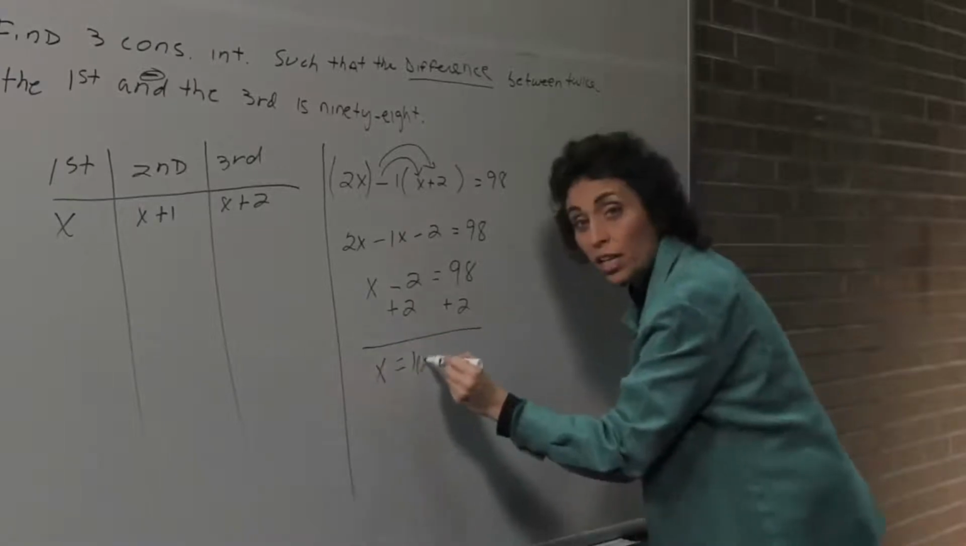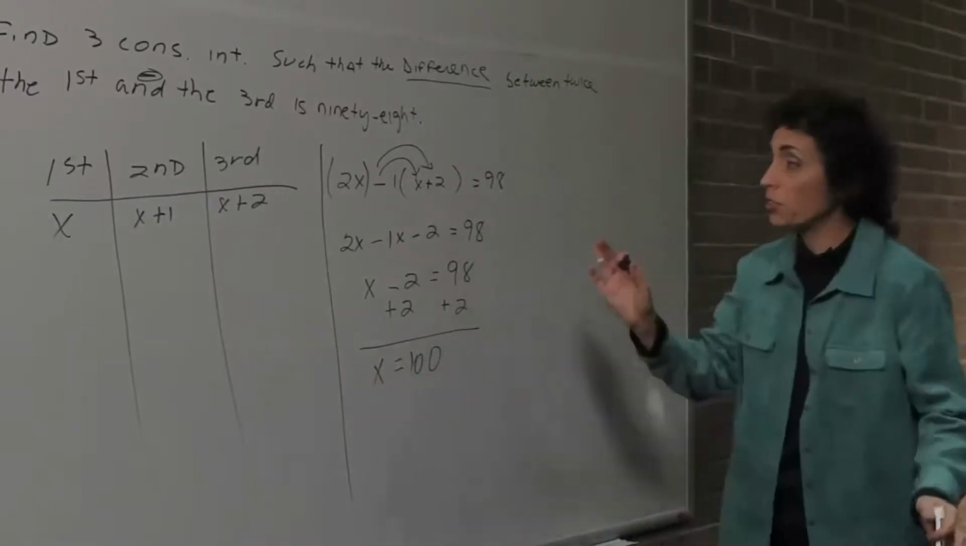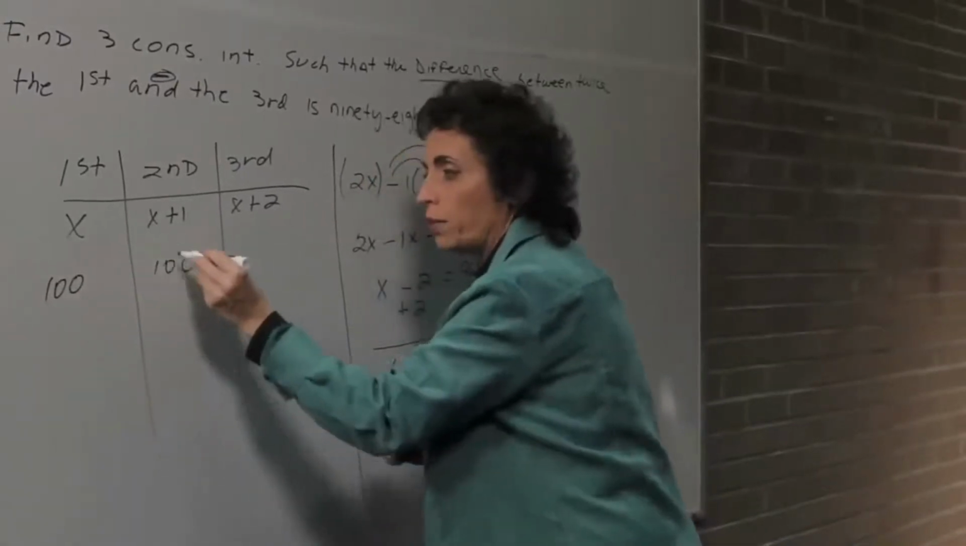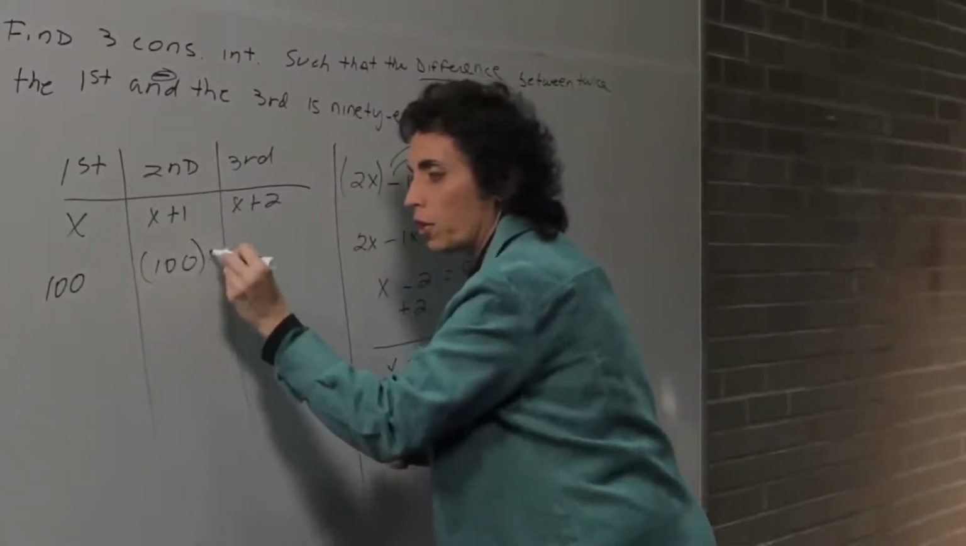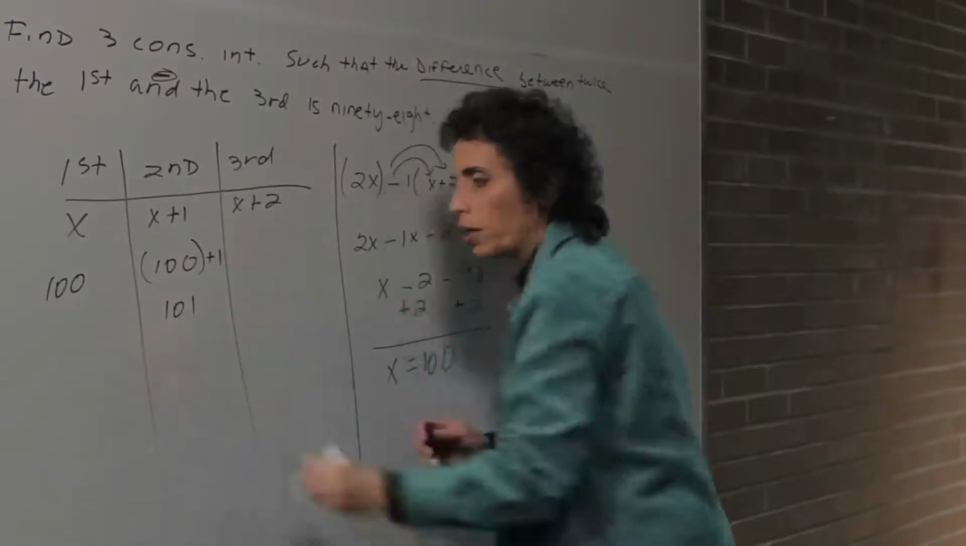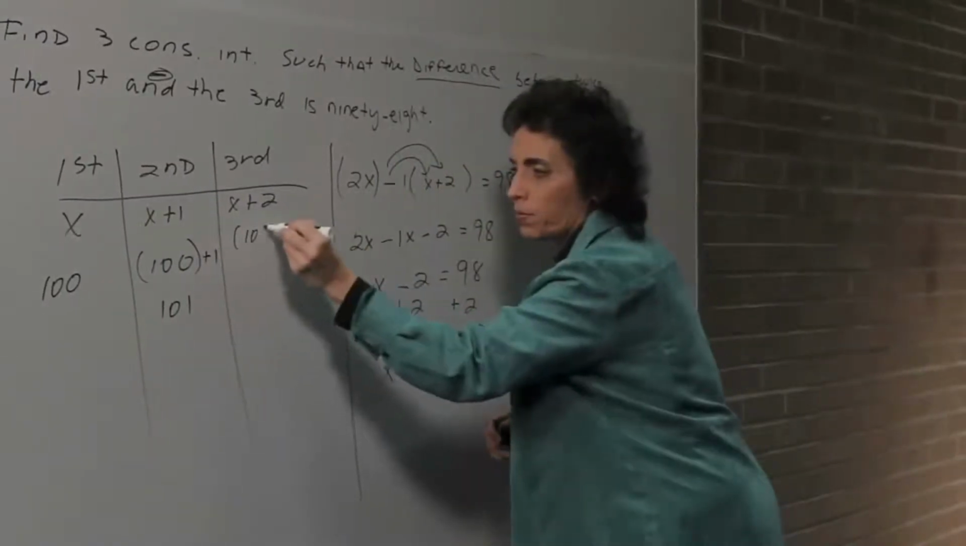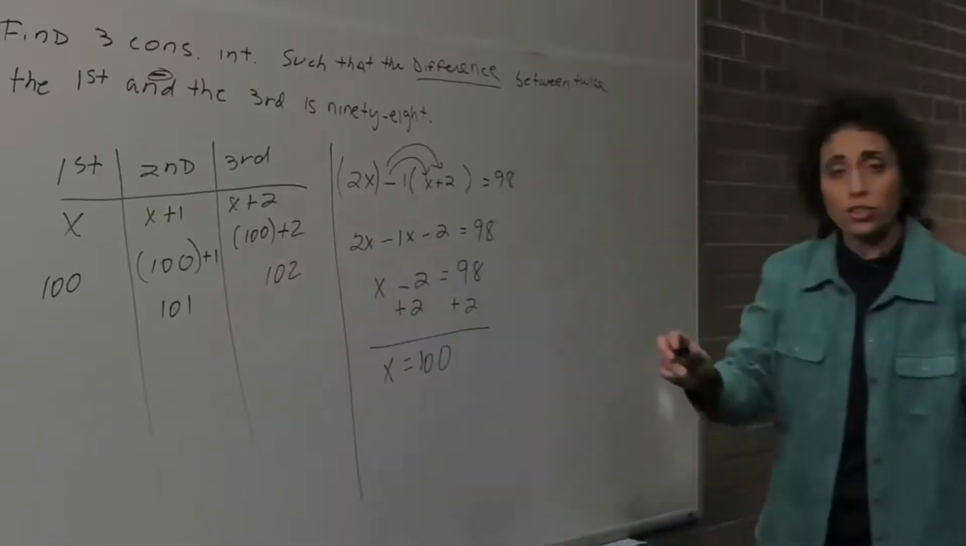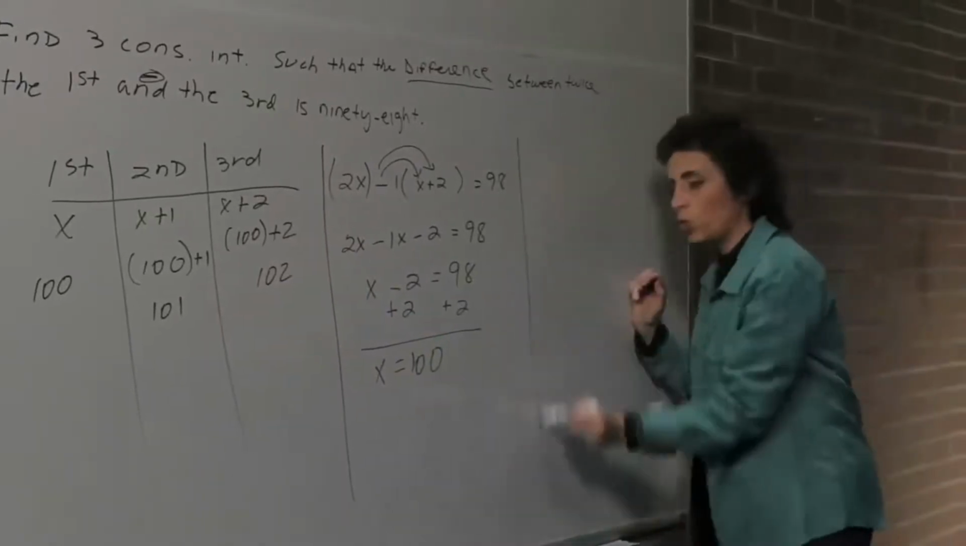X equals 100. Now, let's see what we got. This is 100. This is 101 because it's 100 plus 1, or 101. This is 100 plus 2, or 102. Those are your three integers. If we did it right, it will check out.